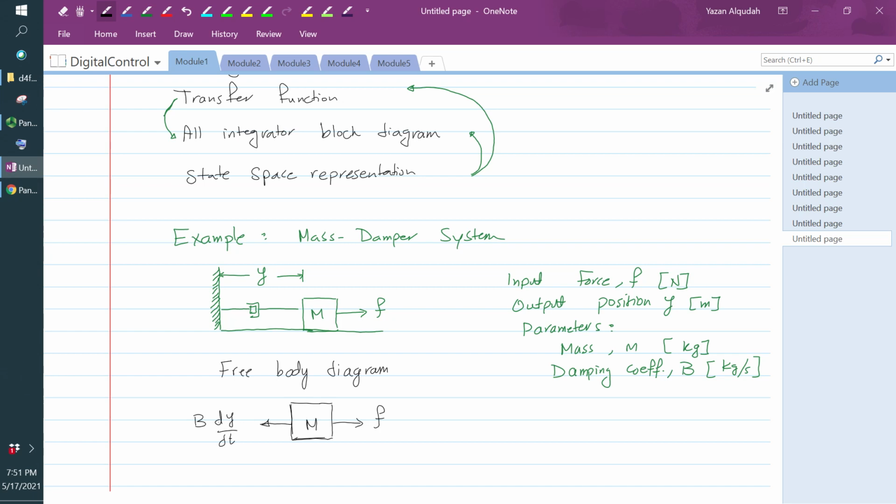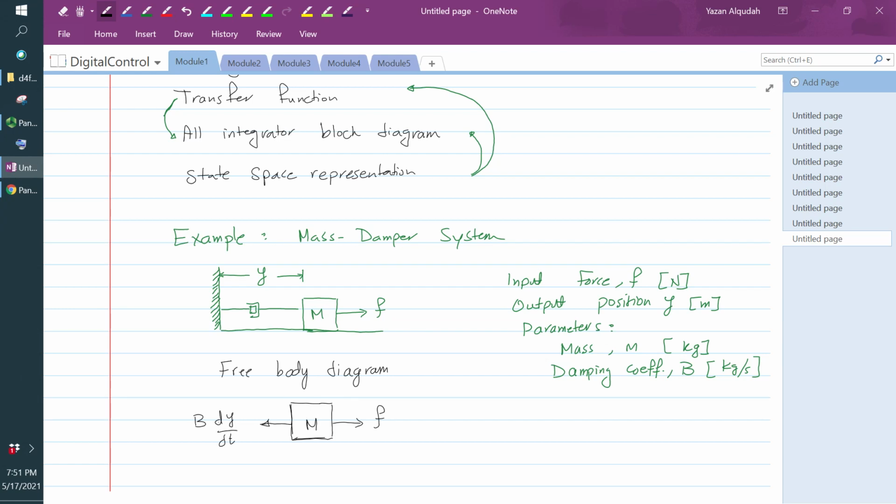If we try to move the mass very fast, then this damper is going to generate lots of force. If we try to move the mass with a small force, and therefore we're trying to move the mass slowly, then the damping force is going to be smaller. Again, the damping force is going to be proportional to the derivative of y, which is the speed with which the mass is going to move.